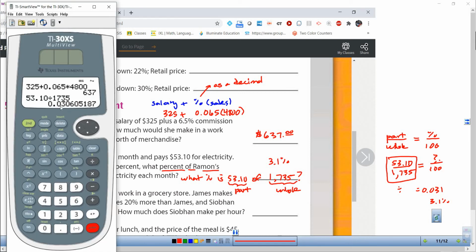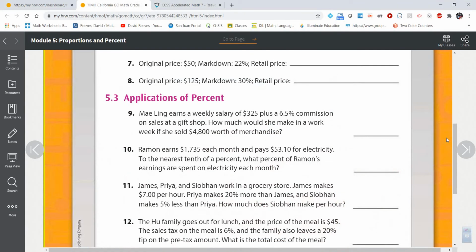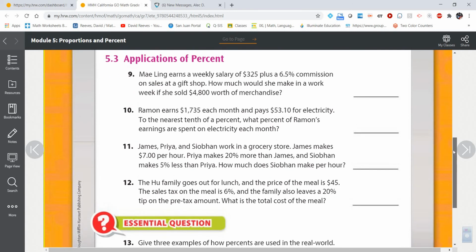Again, that was a little tricky here. All right, because we have to go 2 places, and that makes this the tenth percent there, and we round up because that 6 is 5 or bigger, right? So it would be 0.031 or 3.1%. Okay, we have 2 problems left here.